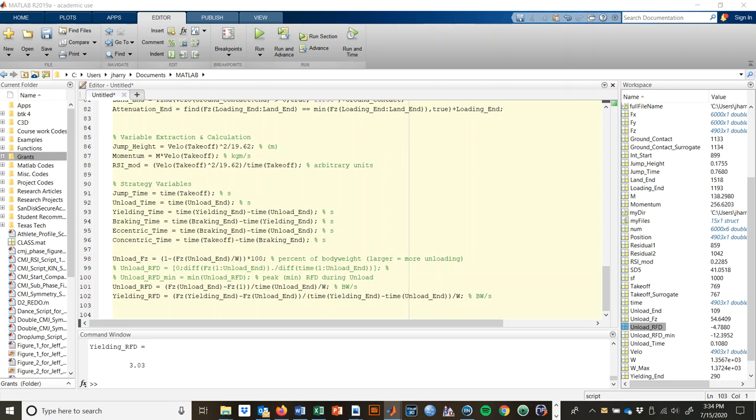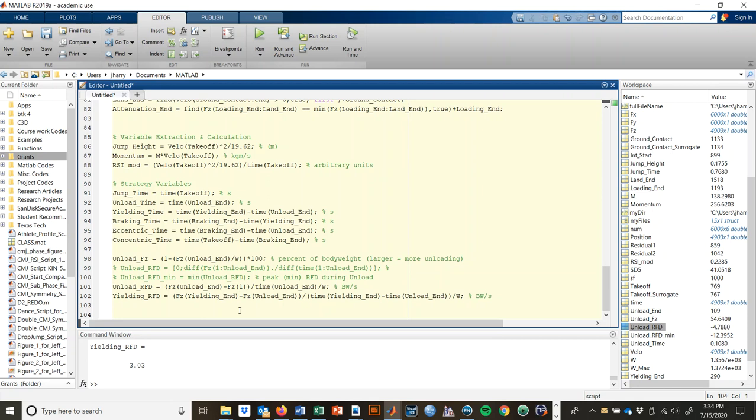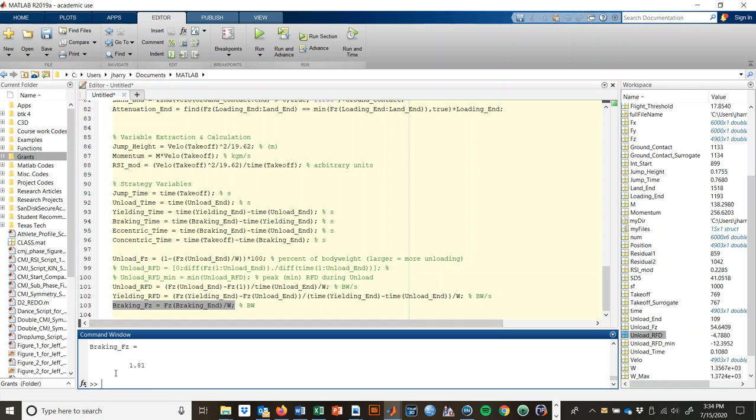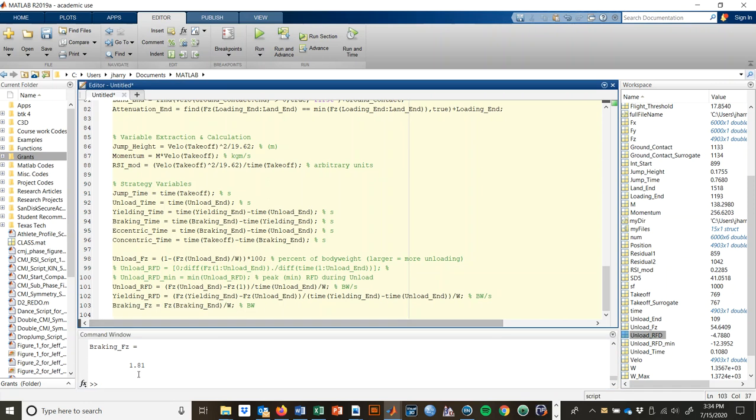So what we'll do here is we'll go braking FZ, and we'll say this will be equal to the FZ at braking end, and we'll divide by weight so that this will be in body weights. Hopefully this will be something more than 2 body weights. Not quite, you can tell we don't have a very good jumper here. But 1.81 units of body weight of force achieved at that time period.